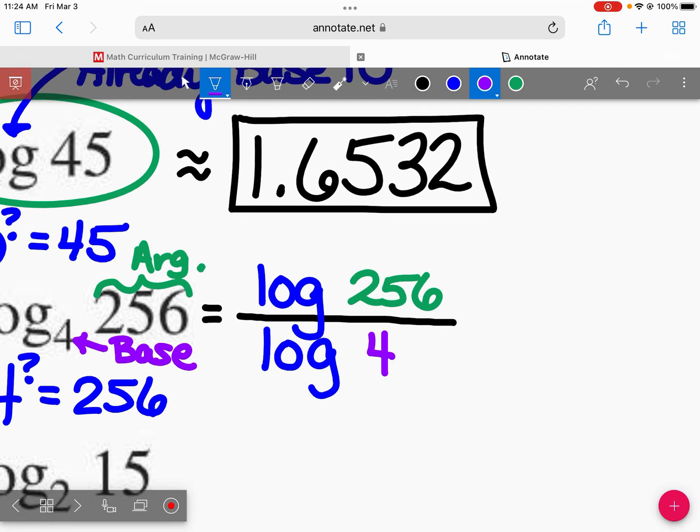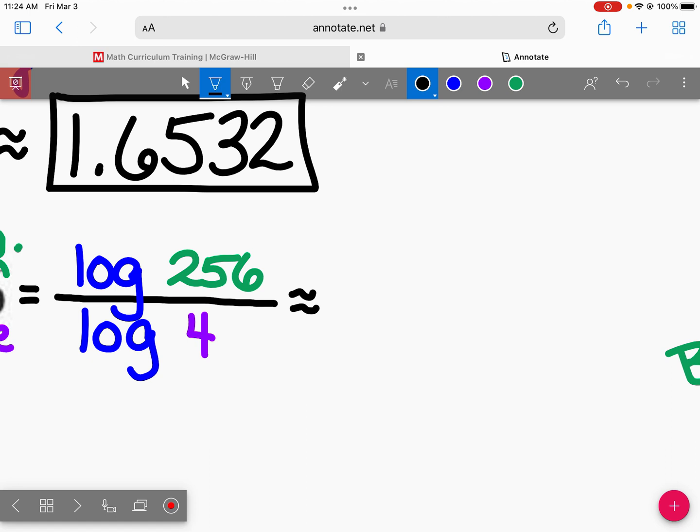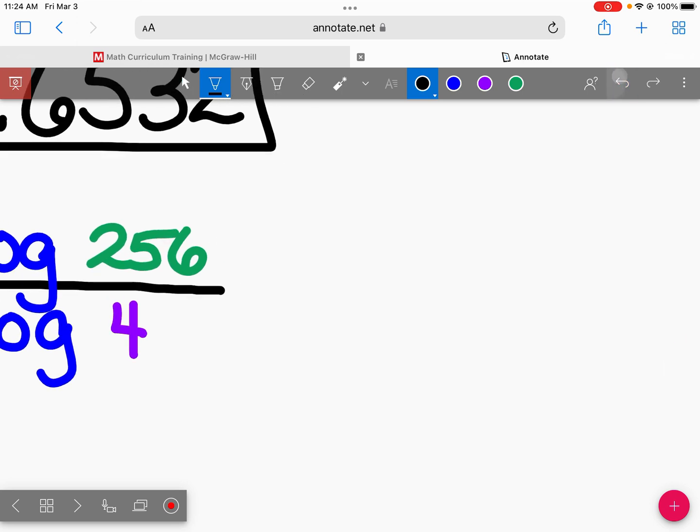So now I can put it into my calculator as a fraction. Yes, you do need calculators. That's why it says grab a calculator. What would this be? 4. This one came out to be exact. Not approximate at all. It came out as exactly 4.